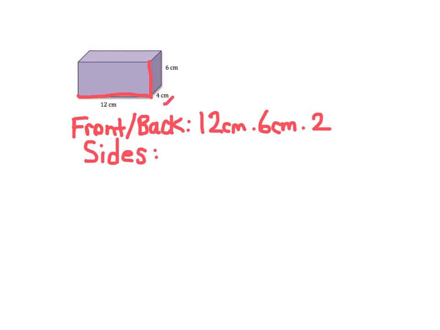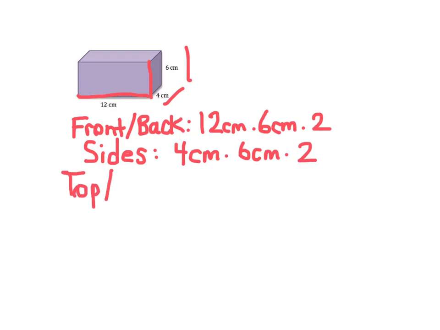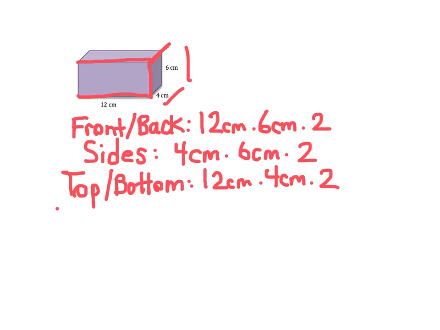Okay, sides are going to be 4 this way and 6 that way, and times 2 to count for left and right. And then we have top and bottom. All right, the top is 12 in this direction, and how much in this direction? It's 4. So 12 times 4, and then 2. Okay? So let's go ahead and multiply.